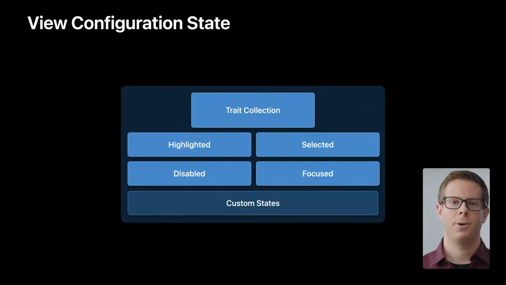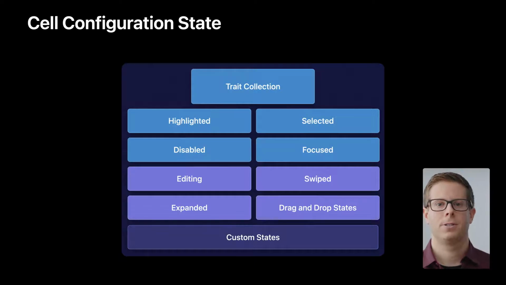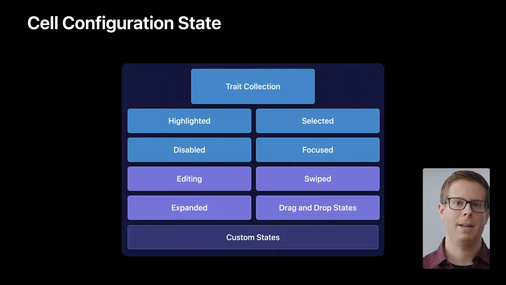So that's view configuration state. What about cell configuration state? Well, cell configuration state just takes everything from view configuration state and adds some additional states that are specific to cells, whether the cell is editing, swiped, or expanded, as well as some states specific to drag and drop.